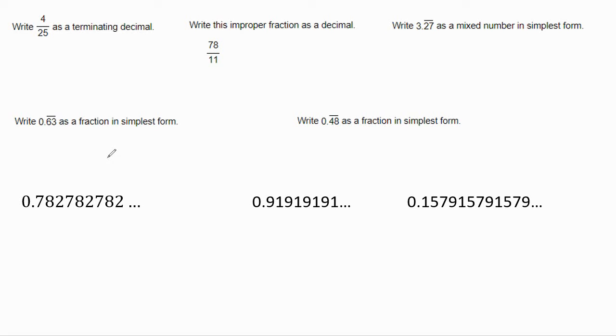So we're going to look at how to change infinite repeating decimals to fractions. And we're going to start at the bottom. The simplest way is, let's take a look at the first one.